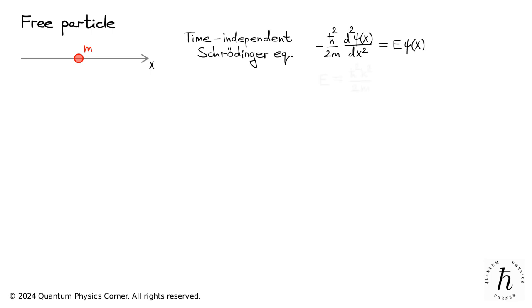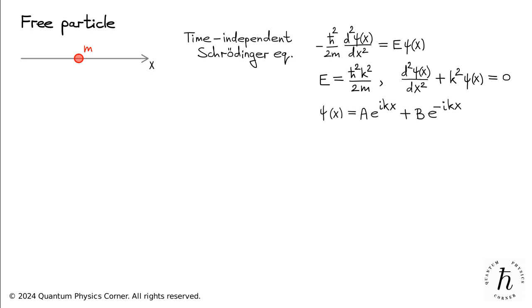Defining k, such that E equals h bar squared, times k squared over 2m, we can rewrite our Schrödinger equation in this form. Previously, when we encountered this equation, we wrote its general solution as a linear combination of cosine and sine functions. Now it will be more convenient to express the solution as a linear combination of two complex exponentials, e to the power of ikx, and e to the power of minus ikx. A and B here are arbitrary constants. Notice that solutions of this form exist for all positive energies E.